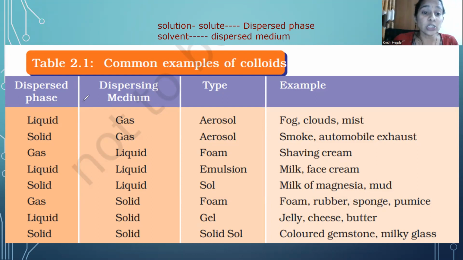The dispersed phase and dispersed medium can be gas, liquid or solid. So, the dispersed phase is liquid when the liquid is dissolved in gas. When the liquid is dispersed in gas, it is called an aerosol.